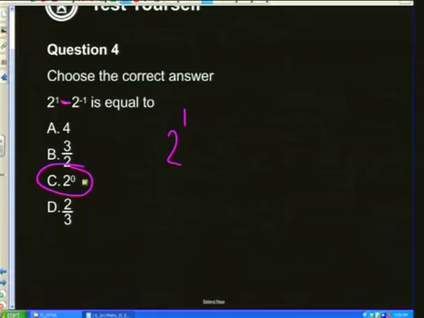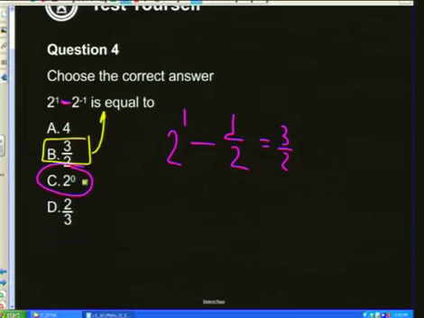2 to the 1 minus a half. That's what it's saying. And 2 minus a half is 4 minus 1, which is 3 over 2. So it's 1.5. So the answer would be B.